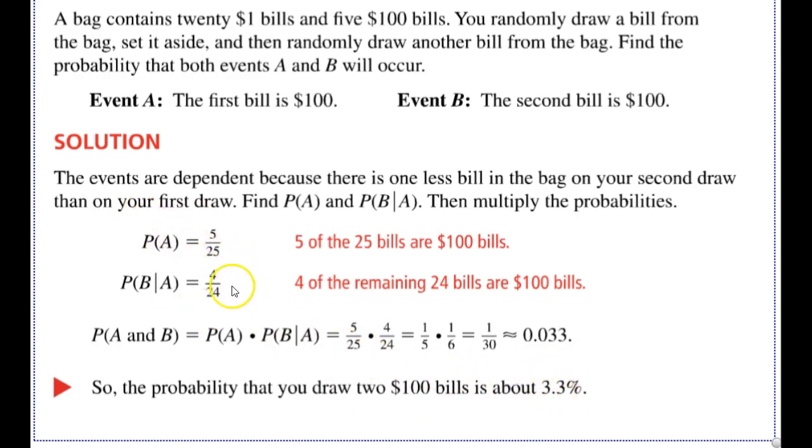So you'll notice in our probabilities the denominator changed, right? Because I don't have 25 bills left in the bag, I only have 24. And if I've already selected one of the $100 bills, there's only 4 of those left. So that's how I can determine what my second probability is going to be. Then I just multiply them together to get my final probability and my final percent.